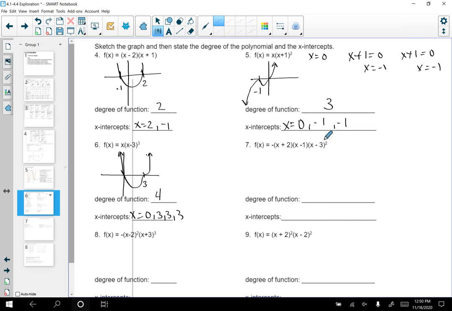Okay, what degree here? We have 2, 3, 4th degree. And our x-intercepts are at x equals -2, 1, and then we have a repeated 0 at 3.